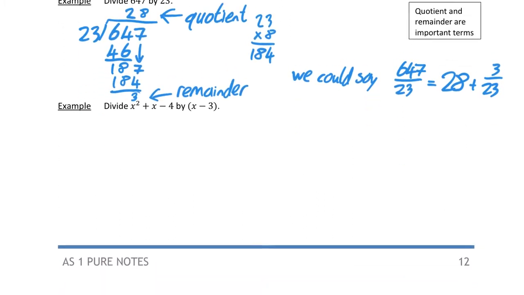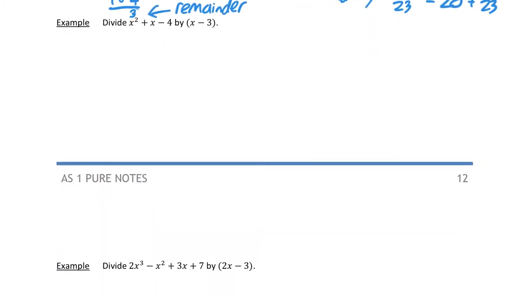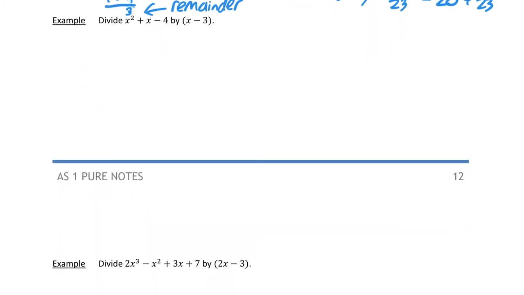Okay, our next example, we're going to go on to polynomial division. So this is us dividing x squared plus x minus 4 by x minus 3. We're good to go, so we're going to get cracking. Just set out your division sum like this: x minus 3 is dividing your x squared plus x minus 4.